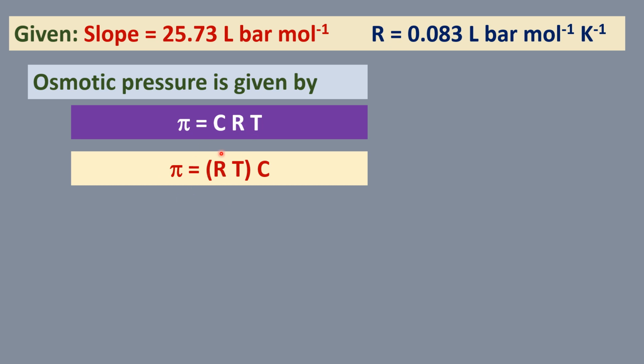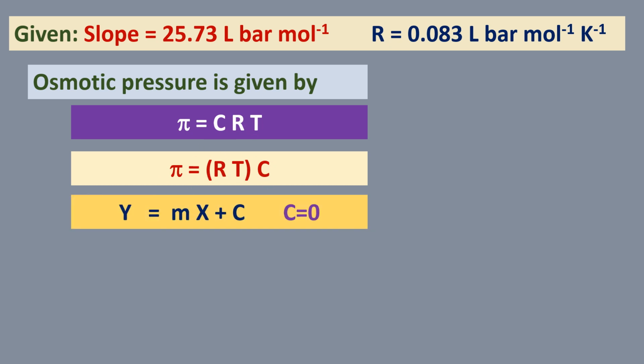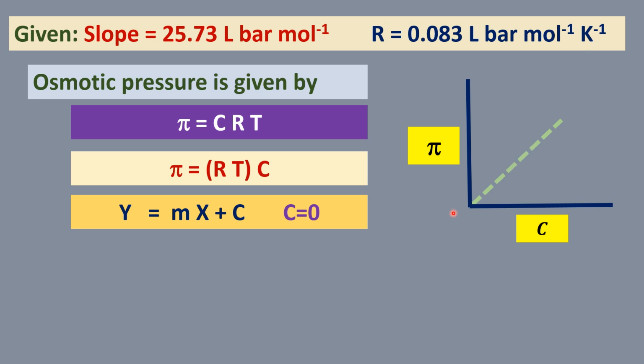So we can write this as RT into C. This is the straight line equation. We can compare this equation to a straight line equation, y equal to mx plus c. In this case, c is the intercept constant, it is equal to 0. Therefore, y equal to mx only. Let us take osmotic pressure pi on the y-axis, and concentration on the x-axis. In this case, a straight line is obtained.